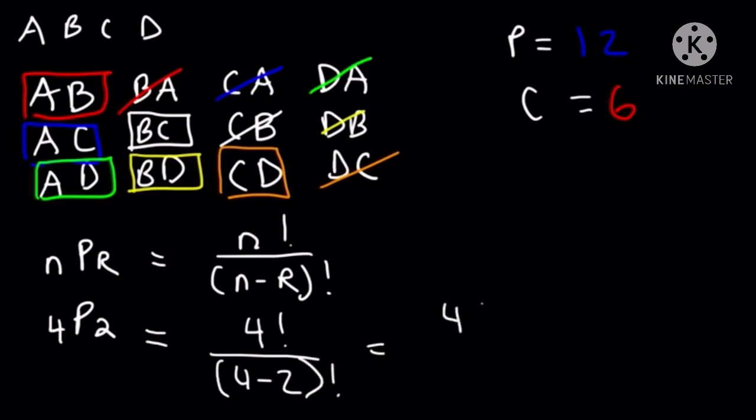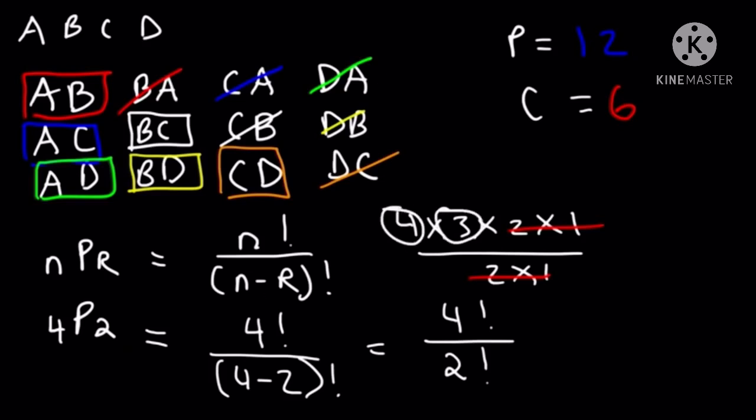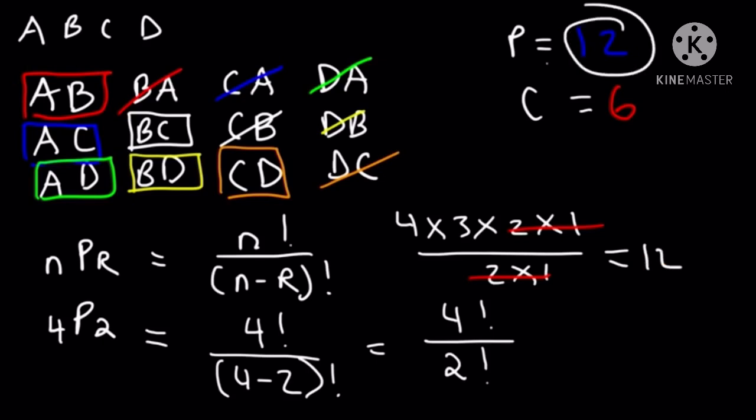4 minus 2 is 2. So we have 4 factorial divided by 2 factorial. So, what exactly is 4 factorial? 4 factorial is 4 times 3 times 2 times 1. You start with the number 4 and you multiply every integer all the way to 1. 2 factorial is simply 2 times 1. So, we can cancel 2 times 1 and we're left with 4 times 3. And we know that 4 times 3 is equal to 12, which is what we have here.